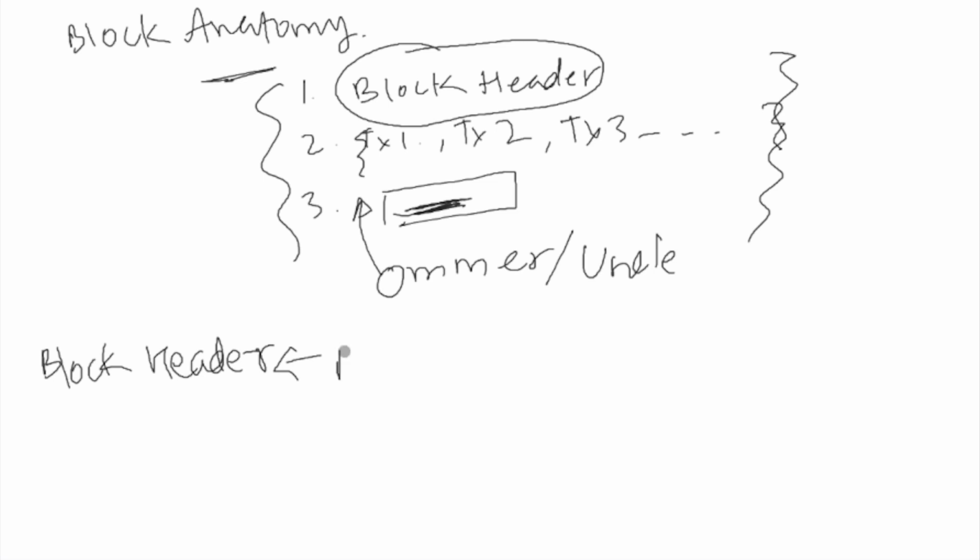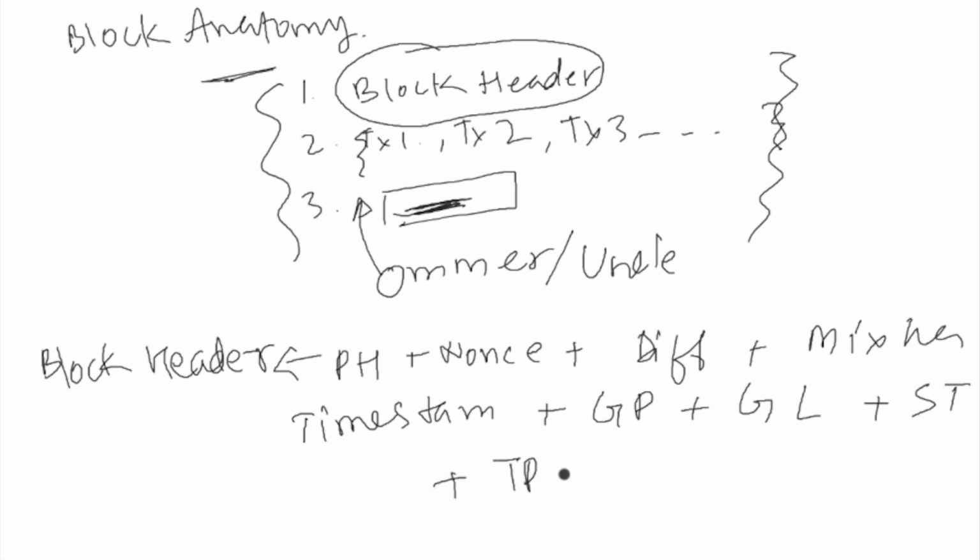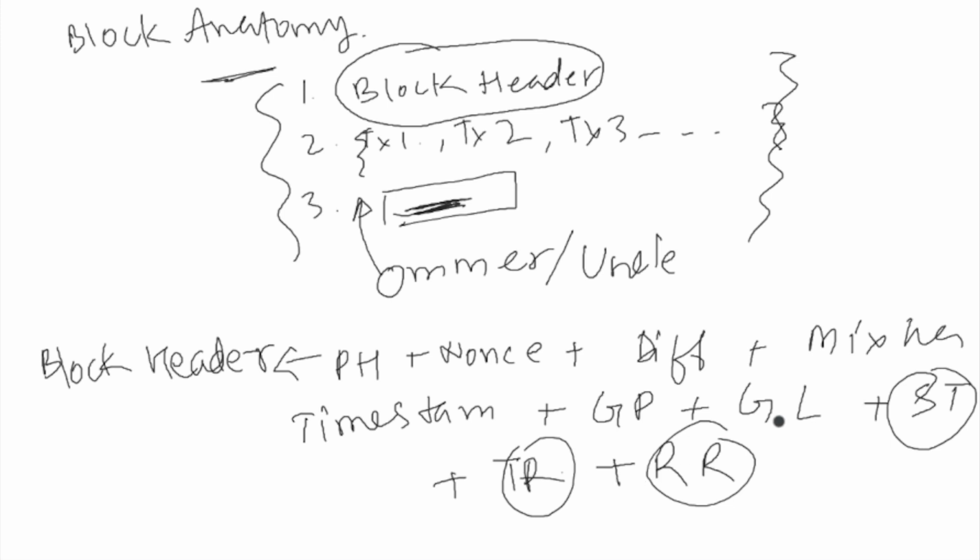The block header in Ethereum will contain the parent hash, then nonce, then difficulty level, then mix hash, then timestamp, and along with the timestamp it will contain the gas price and gas limit used to mint that particular block. Then it will store the state root, the transaction root, and the receipt root. These are the three important roots which it will store. We are going to discuss them in more detail later.